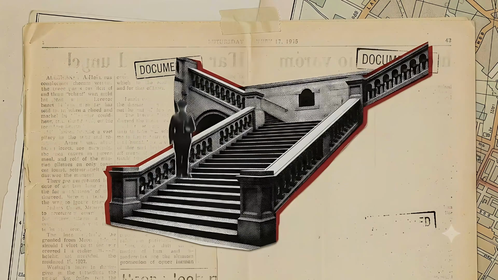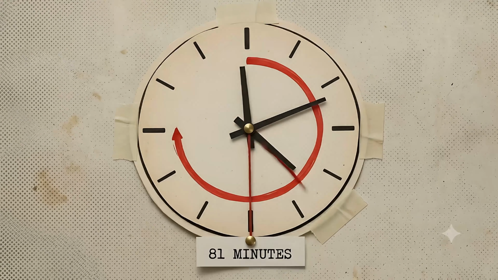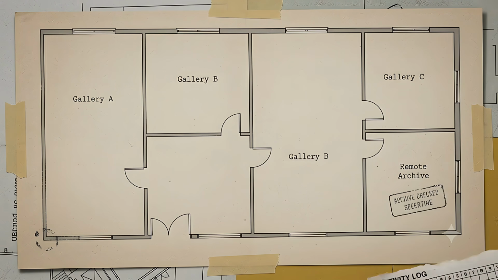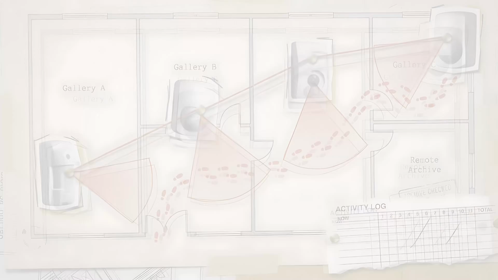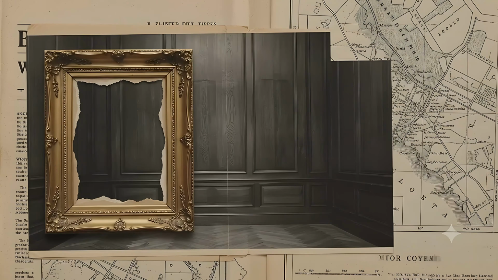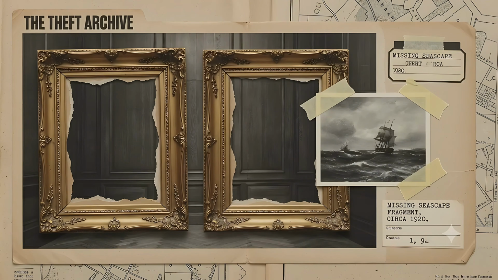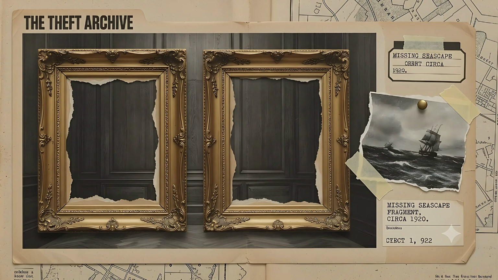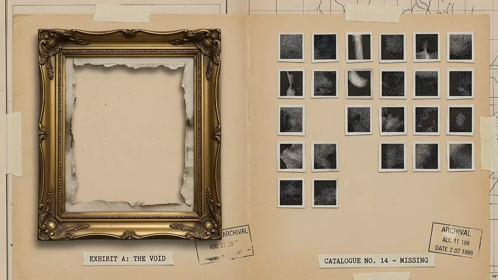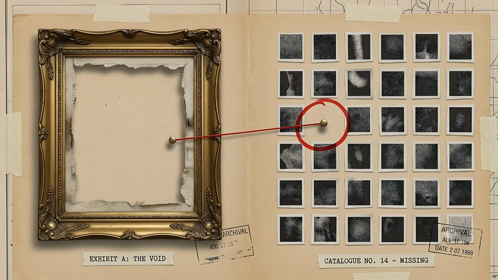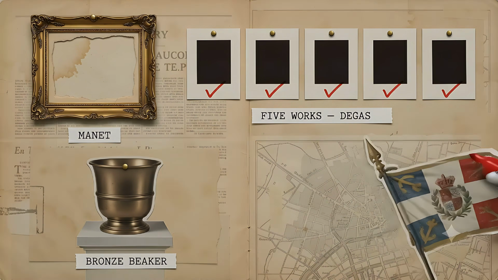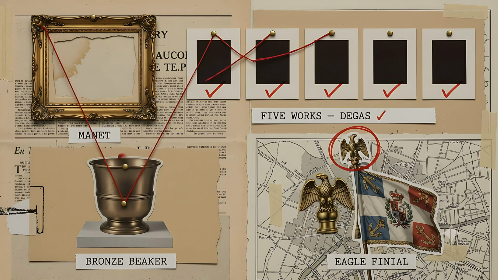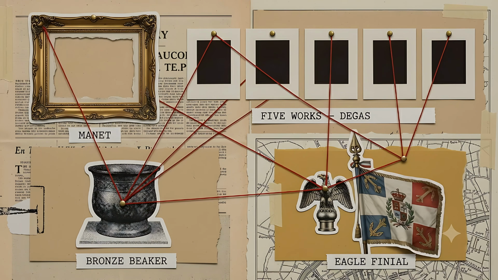Then the men go upstairs. They work for 81 minutes. Motion sensors quietly record every step they take through the galleries. In the Dutch room, they cut 2 Rembrandts from their frames, including his only known seascape. They take a Vermeer, one of roughly 34 in the world. They take a Manet from the ground floor, 5 works by Degas, a Chinese bronze beaker, and a small eagle finial from the top of a Napoleonic flag.